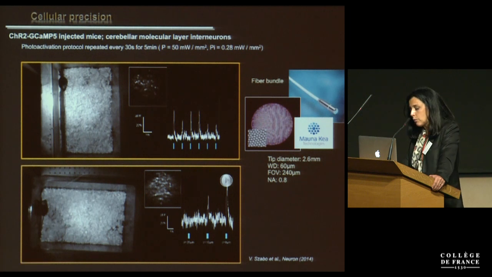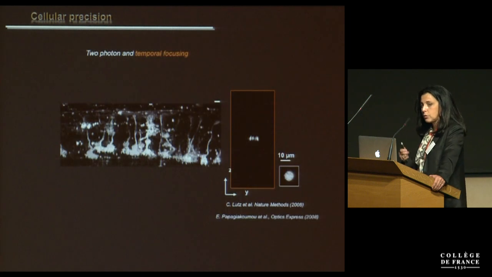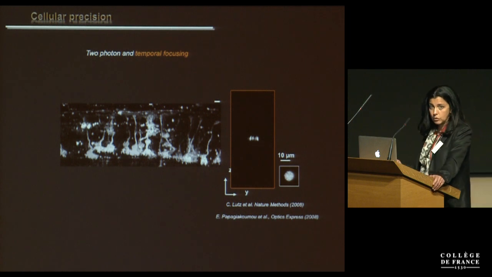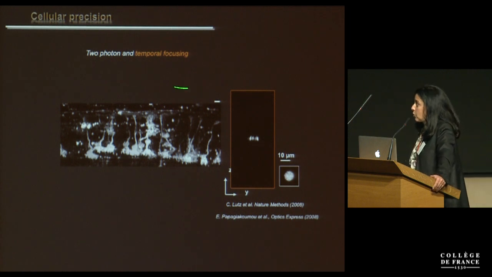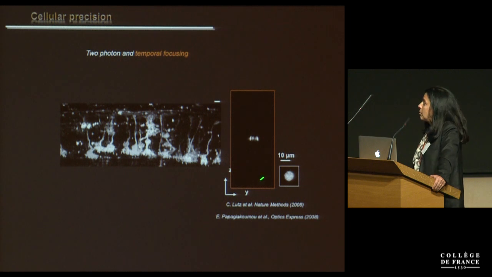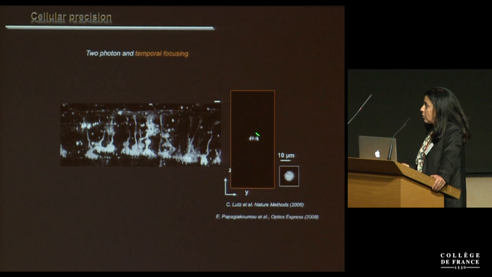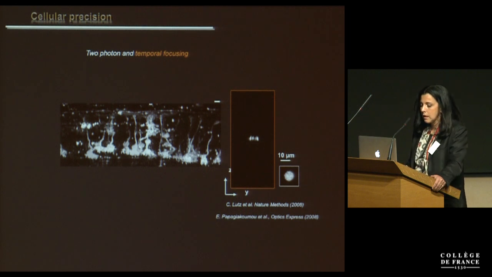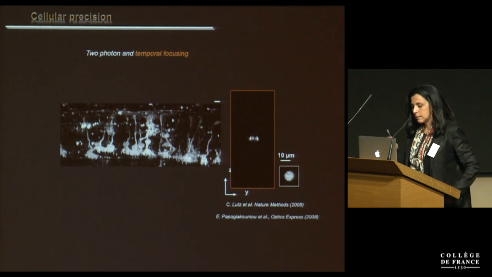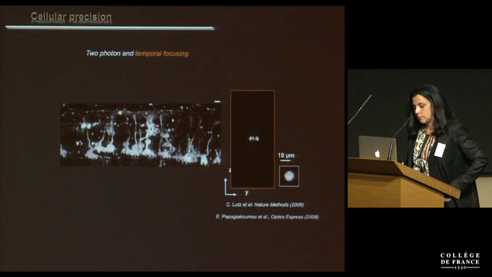And we won't have time to go through this now, but if you use this approach in two-photon, and you combine this with an approach called temporal focusing, you can also be very precise in the axial direction. So eventually you can shape your illumination volume to exactly fit the size of a single cell.